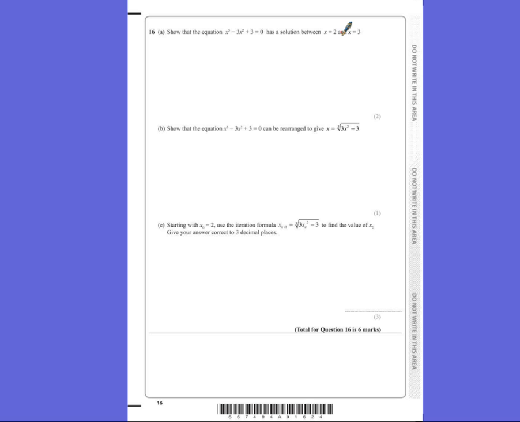So if we substitute that in, we have 2 cubed minus 3 lots of 2 squared, add 3, and if we work all that out, we'd have 8, take 12, plus 3, which equals minus 1. If we do 3 cubed minus 3 lots of 3 squared plus 3, that will give us 27, take 27, plus 3, which gives an answer of plus 3. So you can see that one gives a negative, one gives a positive. So we just need to write down what it means.